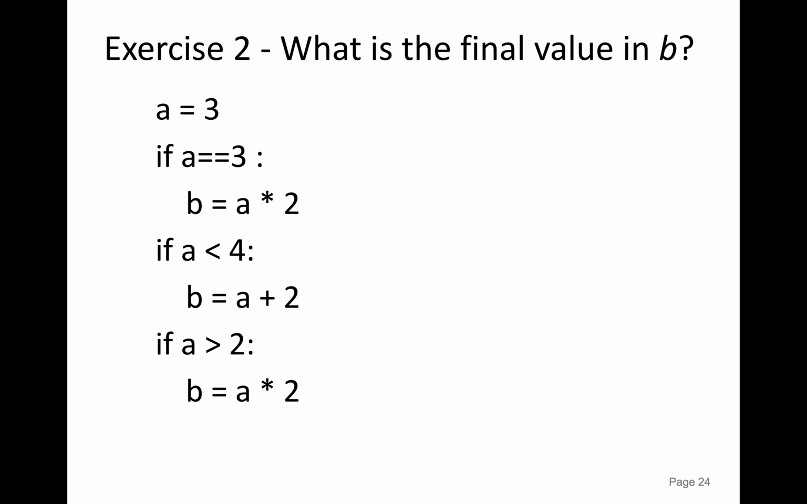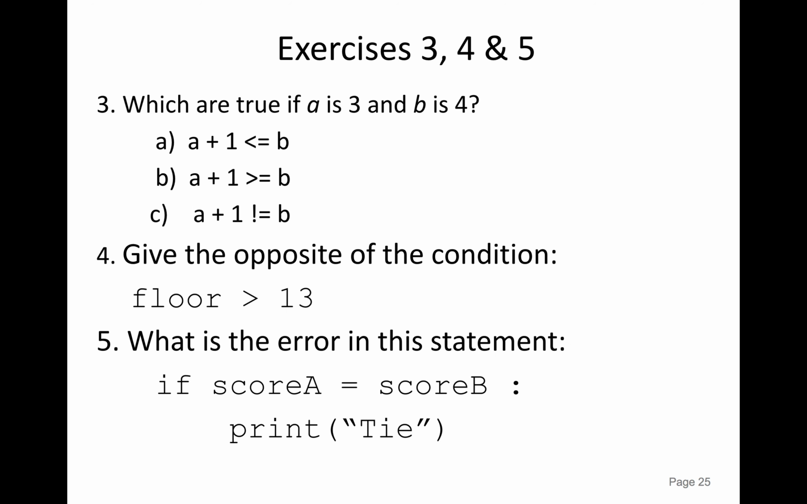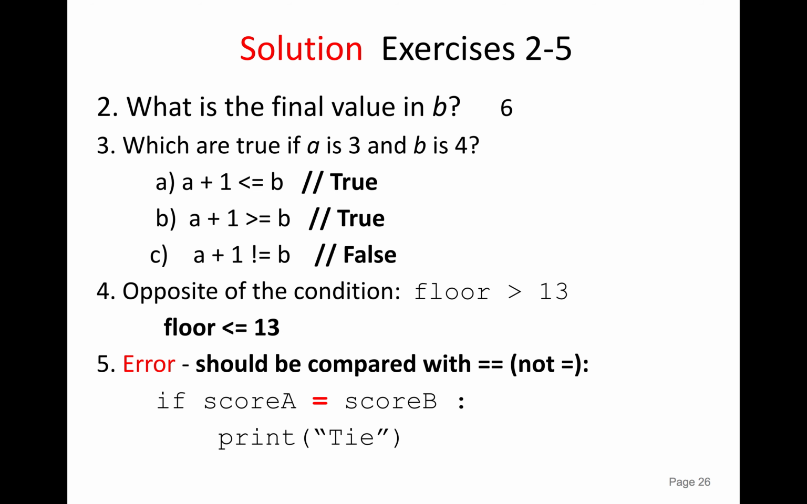A is equal to 3. If A double equals 3, then B equals A times 2. So just like that, you have various operations inside these if blocks. You can get the answer. The other exercises also you can get the answer, and we will discuss the answers after that. So for the first one, the final value of B is 6.